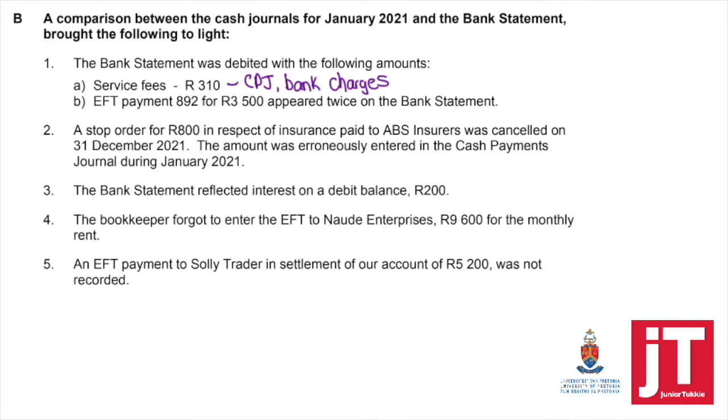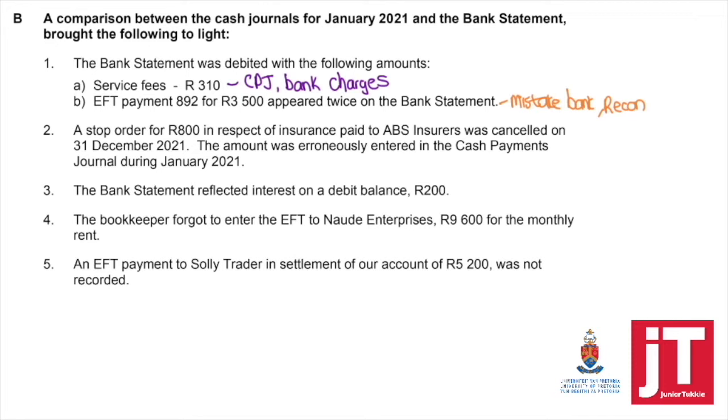EFT payment 892 for 3,500 appeared twice on the bank statement. It means it was a mistake by the bank. We will need to take it to the reconciliation statement.